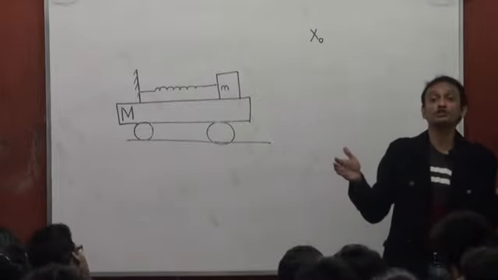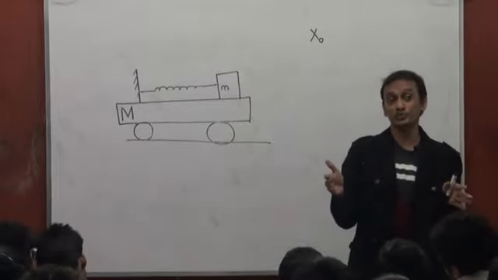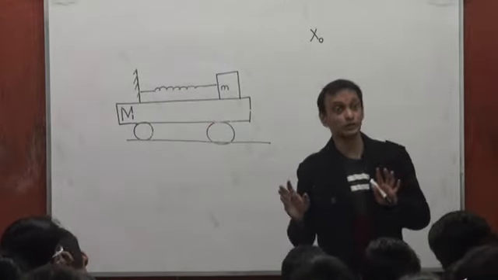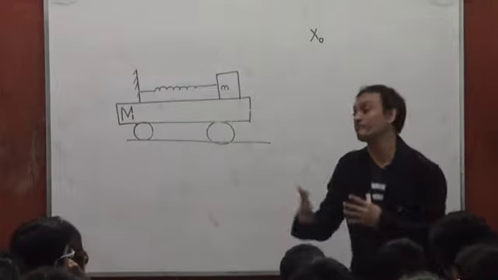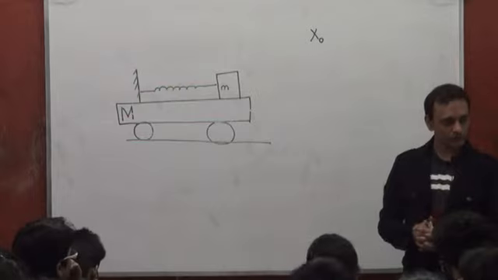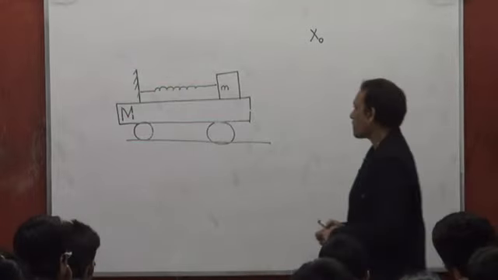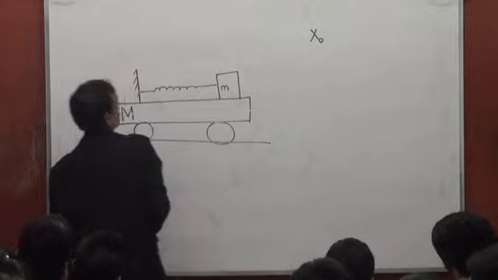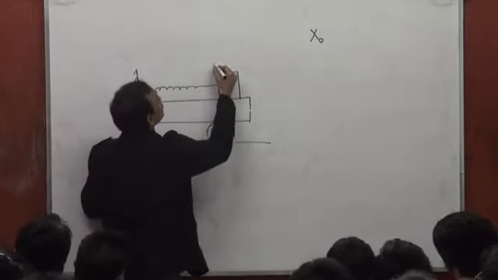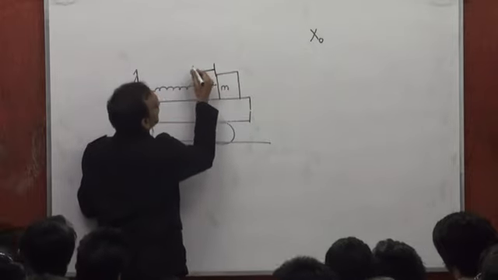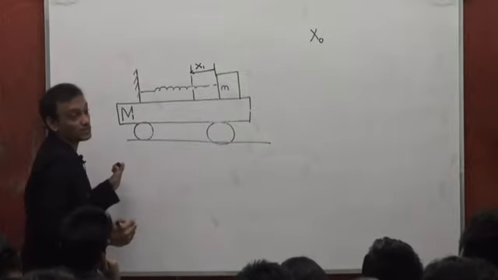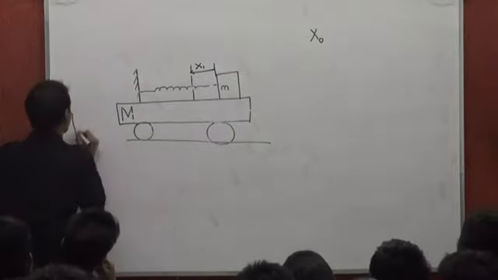And you do that very slowly, so as to not disturb the center of mass of small m and capital M together. You know what I'm saying? But then, to compress the spring by an amount x0, you will have to move the mass small m by an amount x1 as seen by a ground observer.